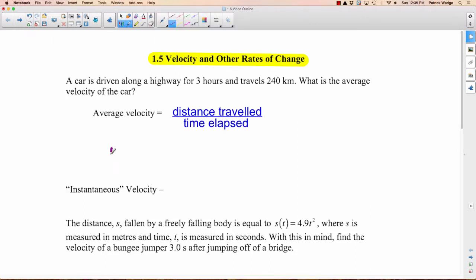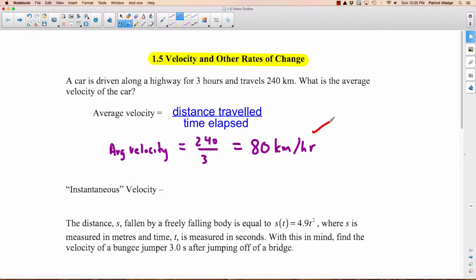So let's figure this out. The average velocity is equal to the distance traveled, well that's 240 kilometers, divided by the time elapsed, that's 3 hours, which means we get an answer of 80 kilometers an hour. Well, that was satisfying. We're done. We figured out that the average velocity of the car is 80 kilometers an hour.